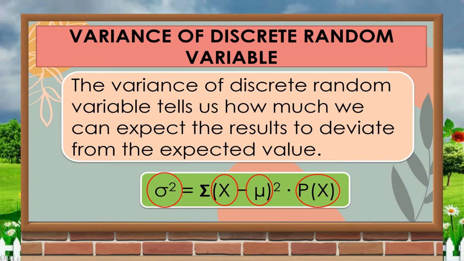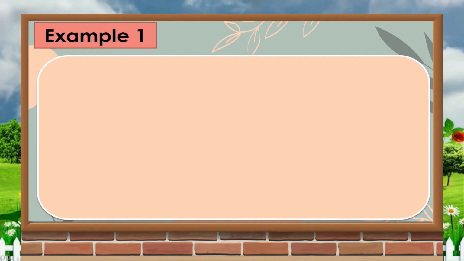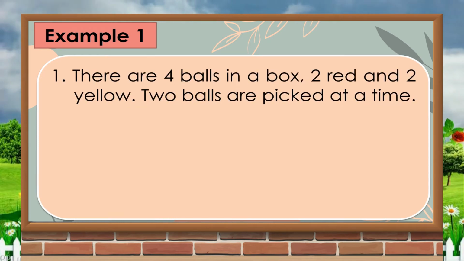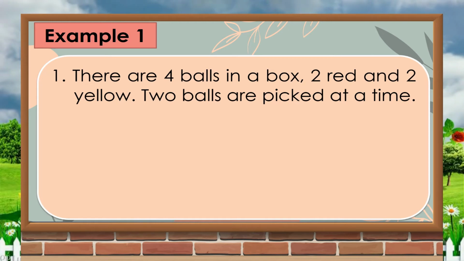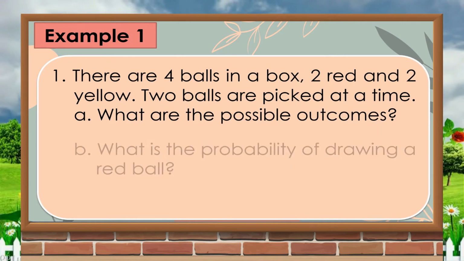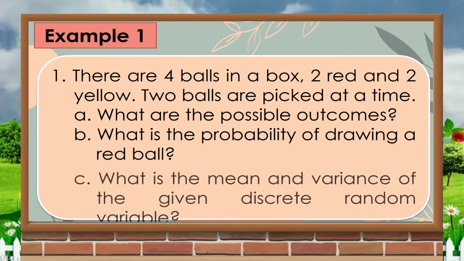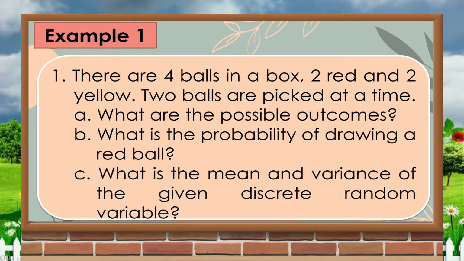So, now, let us apply the formula for the mean and the variance of discrete random variable to some of the problems. Let's go to example number 1. There are 4 balls in a box, 2 red and 2 yellow. 2 balls are picked at a time. A. What are the possible outcomes? B. What is the probability of drawing a red ball? And C. What is the mean and variance of the given discrete random variable?